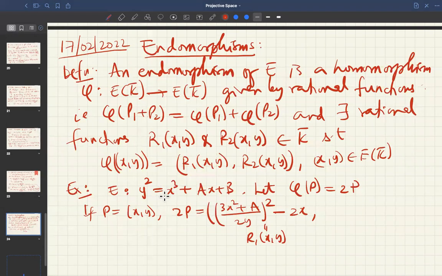Okay, so if you have an elliptic curve here, then I'm defining an endomorphism, which is given by the doubling of the point. The doubling you can write as 3x square plus a by 2y. Remember that this is m, 3x square plus a by 2y, the slope of the tangent at P. So m square minus 2x. This is actually the formula which we have, but we are writing it in this form.